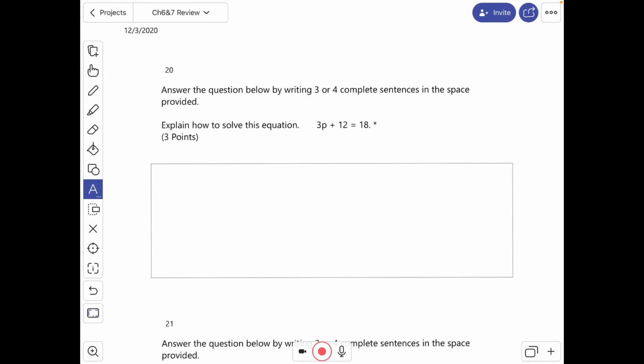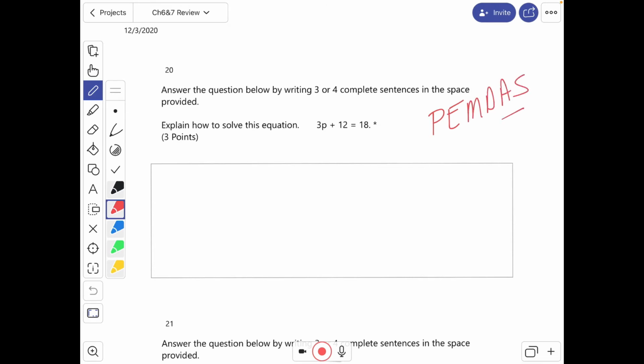Number 20. Answer the questions below by writing 3 or 4 complete sentences in the space provided. Explain how to solve this equation: 3p plus 12 equals 18. Well, when we're solving equations, we do PEMDAS backwards. We're doing everything backwards. So we get rid of the adding or subtracting first. So first we would subtract 12.